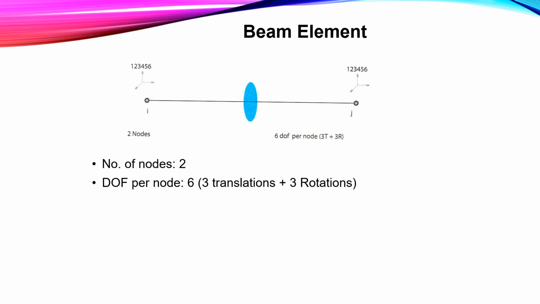Next is the beam element. The beam element is as shown in the figure, but the difference between the beam element and the bar element is the degree of freedom. The number of nodes of this beam element is 2. This is the first node and this is the second node. But the degree of freedom per node is 6, 3 in translations and 3 rotational.